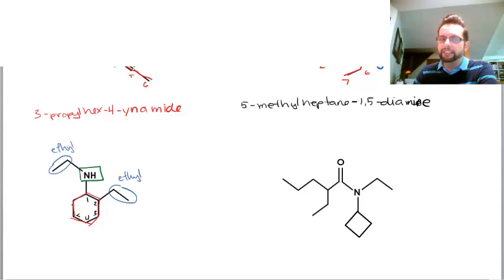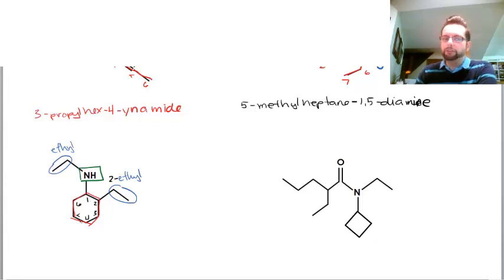If I had numbered it to the left, this ethyl group would have been on carbon 6. And generally speaking, we want the lowest numbers possible for substituents. So this is on carbon 2. This ethyl, how do we know where? Look, it's not attached to the parent chain, so I can't give it a number.